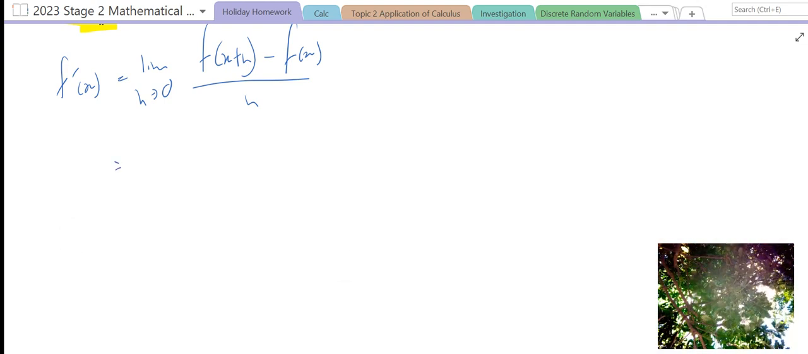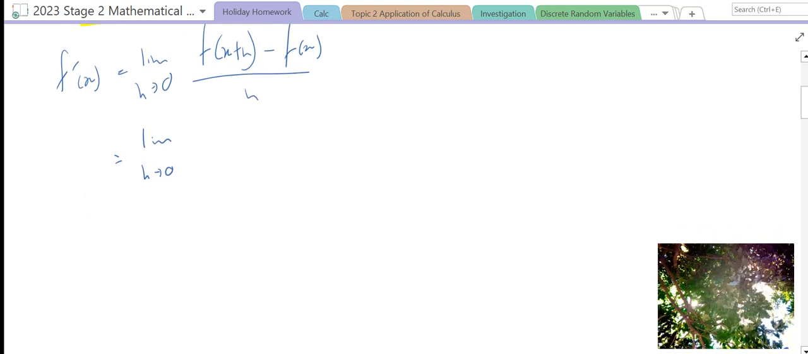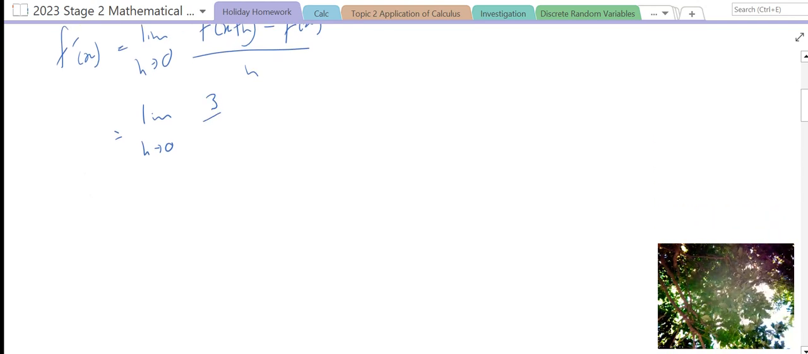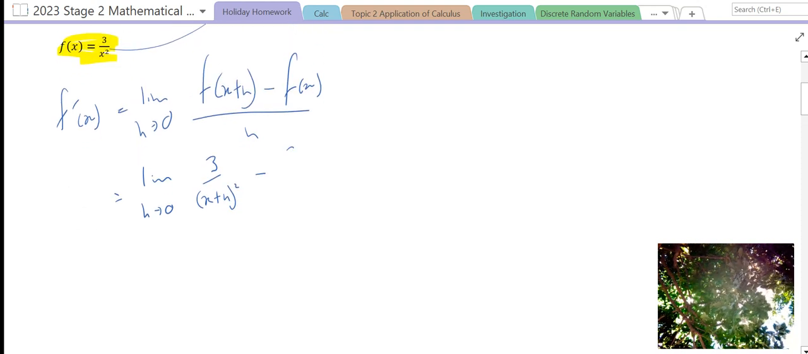So, equals the limit as h approaches 0, make the substitution. So in this case, x plus h is being substituted into that equation. So it's 3 over x plus h squared, take the original equation, 3 over x squared, all over h.